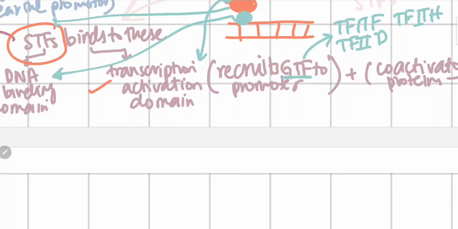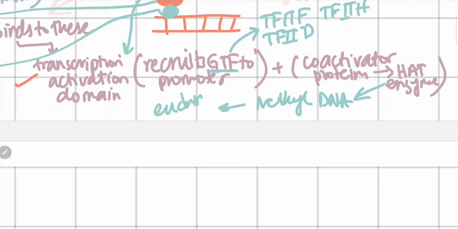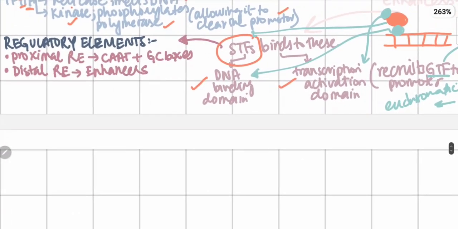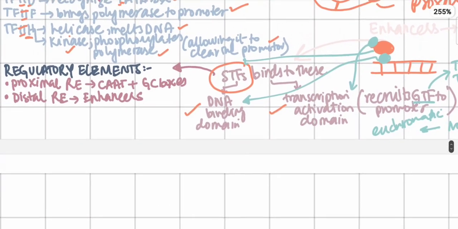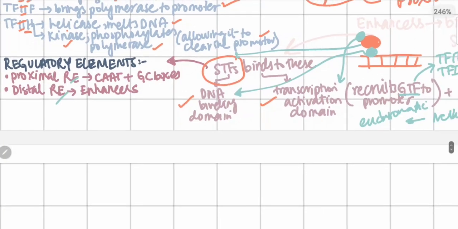So these are twos. The STFs are going to help recruit them to the promoter, and also co-activate HAT enzymes. So these HAT enzymes are going to methylate DNA and form more euchromatin, right? Pretty simple, right? Okay. And these STFs, they are going to bind where? To regulatory elements, either at the proximal region or distal region, right?